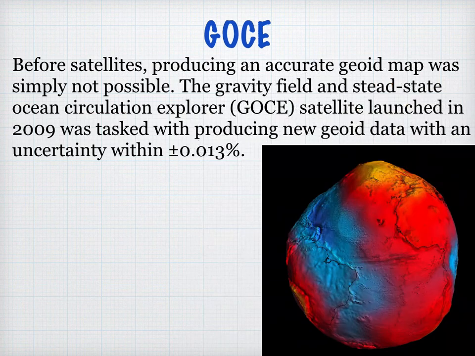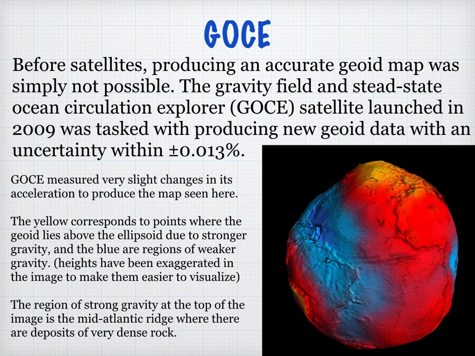So this map of the Earth was produced using GOCE data, and we'll discuss the lumpiness and what the colors mean in a second. To measure that, GOCE uses really slight changes in acceleration to produce the map data that you see here. The yellow corresponds to points where the geoid lies above the ellipsoid because there's more gravity and there would be more water pulled there.